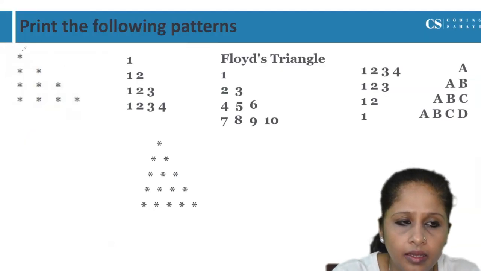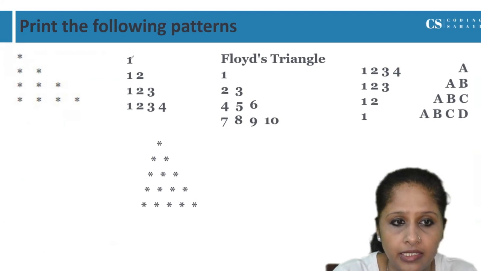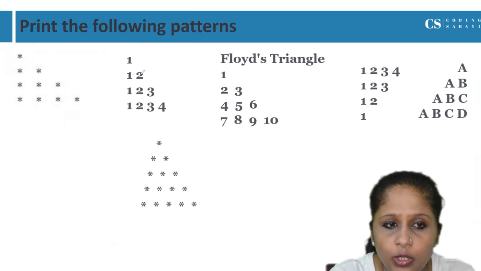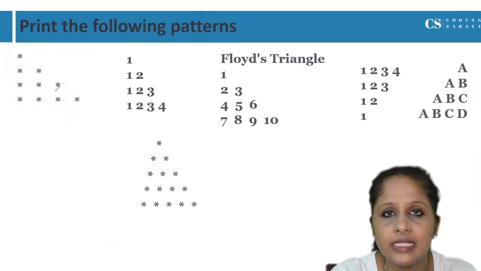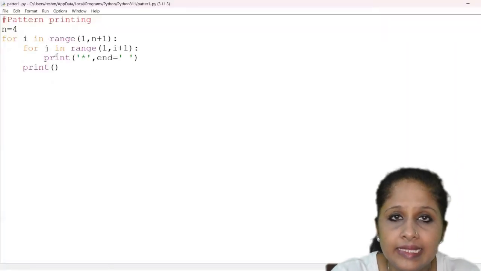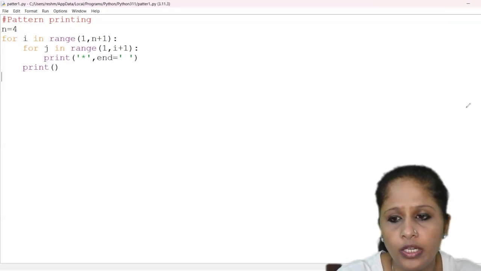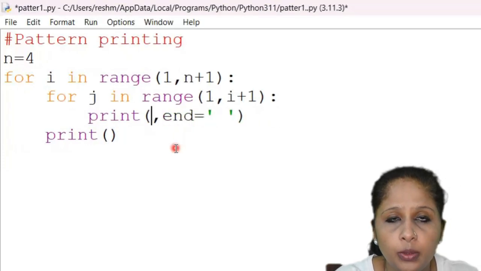See, here we have these stars. In the same way we have another pattern here: 1, 1 2, 1 2 3, 1 2 3 4, right? This is also the same, but here we are printing the values instead of stars. See, in the same program, make a small change, then you will get the pattern which I showed you. So what is the change we have to make here? Instead of star, we need to print the values. So what value should be printed?